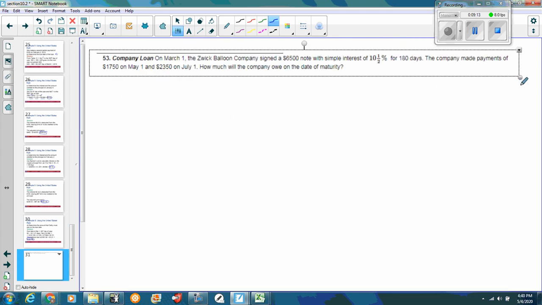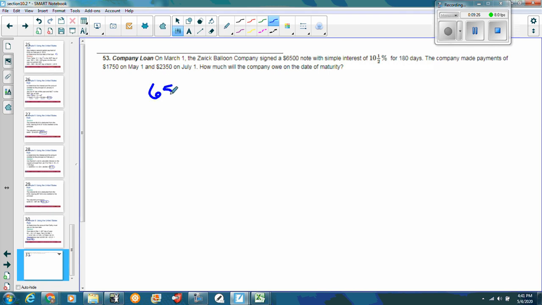So this is another question, but they don't do it as A, B, C, D. So I'm just going to do this one for you. It's the same idea though. They took $6,500 as their loan, 10.5% is the interest, and it's 180 days. And again, this is important, they're doing it on March 1st. So then they make payments of $1,750 and $2,350, and how much will they have to pay on its due date?